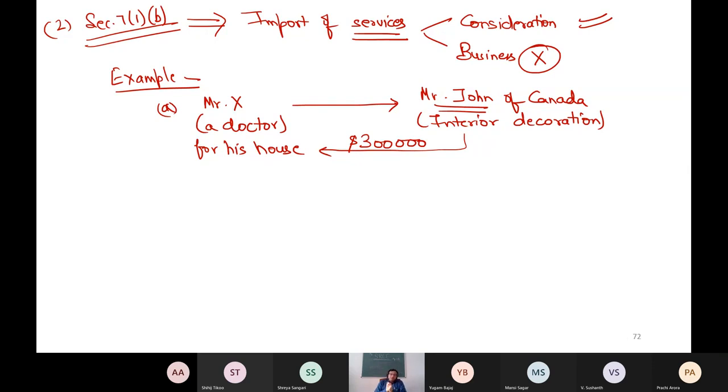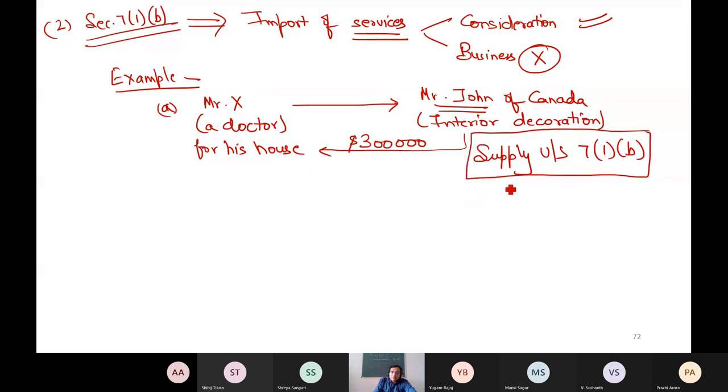Can anyone tell me, is it a supply or not? Yes, sir, it is a supply. Why? It is a service and it is given for a consideration. Even if it is personal, it doesn't matter. Personal use has no effect because the Act says that whether it is business or not, it is none of the concern. Consideration is necessary, and here $3 lakh is being paid. It's a supply.